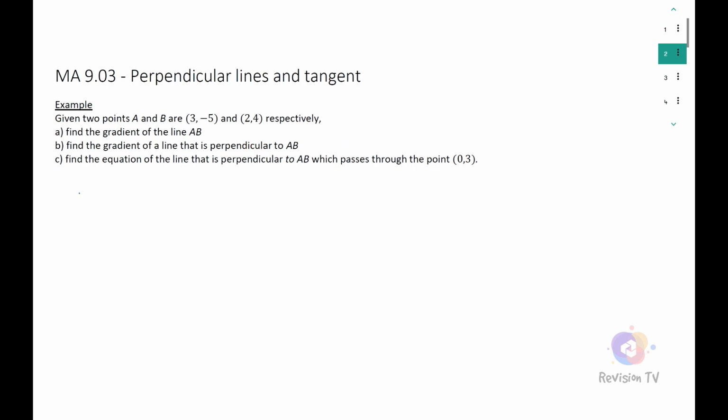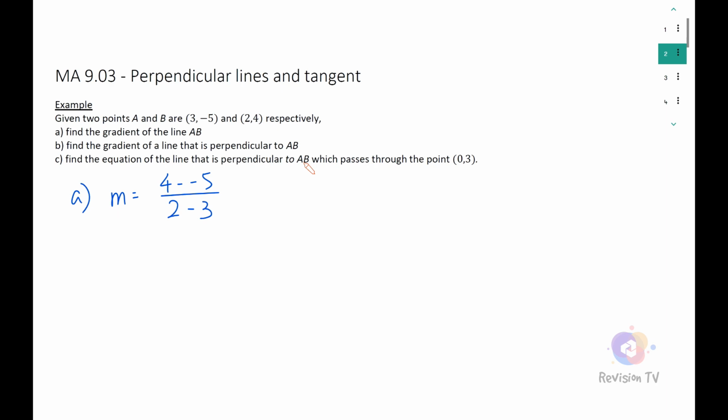Part A, find the gradient of line AB. Hopefully you are able to work out the gradient, which is y2 minus y1, the difference in y over the difference in x. You can do minus 5 take away 4, but you have to do 3 minus 2 underneath it. As long as you have the same order of subtraction, you'll be fine.